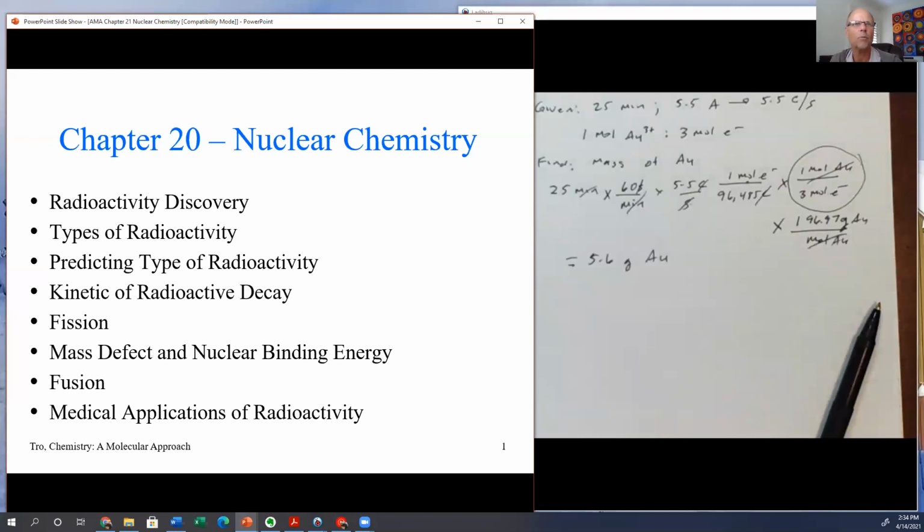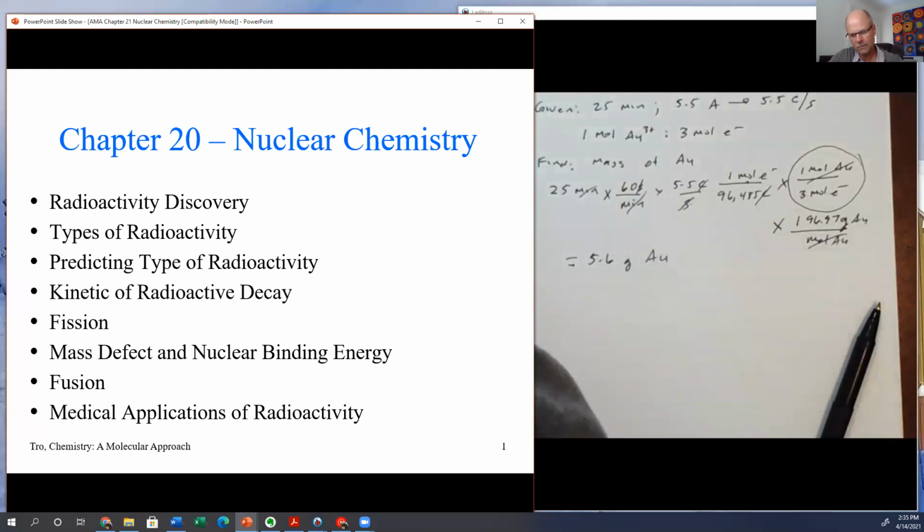How would that happen? Well, what defines an element? It's the particles in the nucleus, the number of protons in the nucleus. So for example, carbon has 6 protons. So if you change the number of protons in the nucleus of carbon, you would turn carbon into some other element. So those kinds of changes are what nuclear chemistry is about: changes within the nucleus of atoms, which we haven't talked about yet. But we will in this chapter. So nuclear chemistry has some interesting applications.